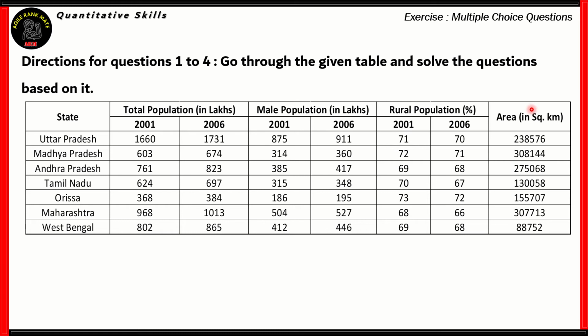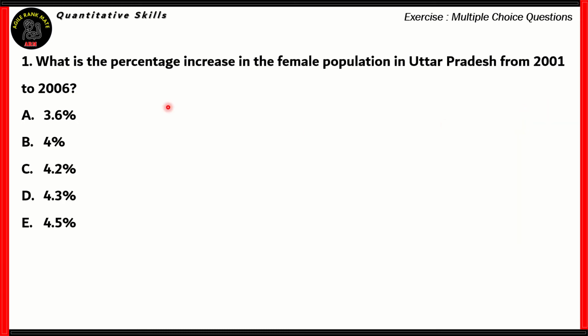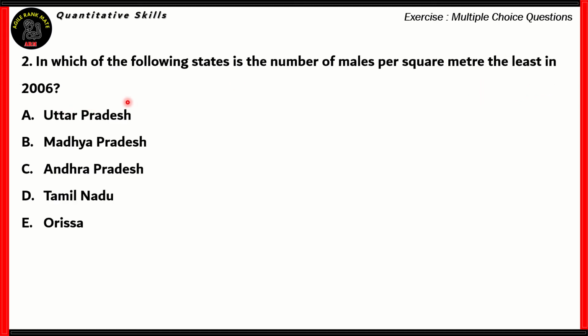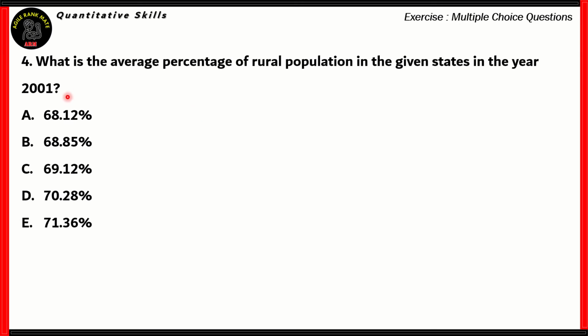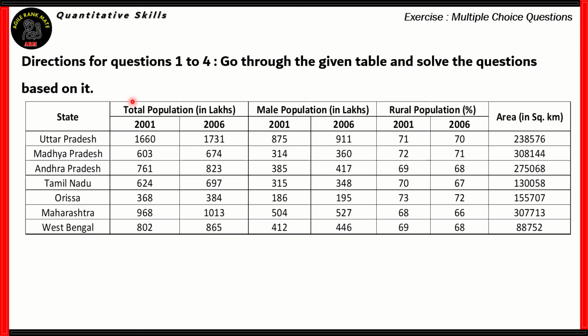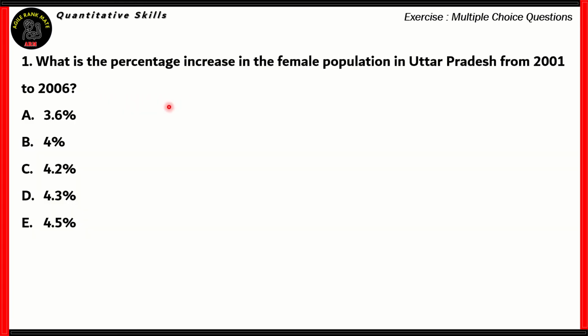So let's look at the questions first. Question 1 is, what's the percentage increase in the female population in Uttar Pradesh from 2001 to 2006? The second question is, in which of the following states is the number of males per square kilometer the least in 2006? And question number 3, what's the simple annual growth rate, SAGR, of the female population in Uttar Pradesh from 2001 to 2006? Question number 4 is, what's the average percentage of rural population in the given states in the year 2001? So now that we have these 4 questions, let's start off with the first.